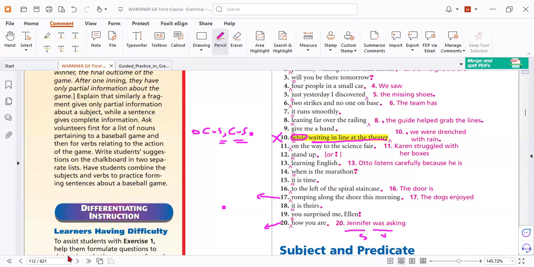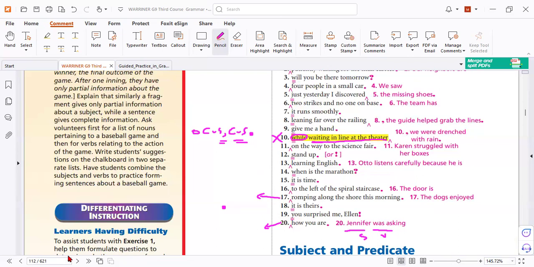Because we don't know who was romping along the shore this morning. That means it lacks a subject. That is the point that we need from you. How did you know that there is no subject? By logic, by meaning. Because the sentence starts with a verb. This is not the rule, but later we'll understand why by rules. But right now we know it by logic. By logic means by meaning. I don't know who. It's not written in the sentence who did it.